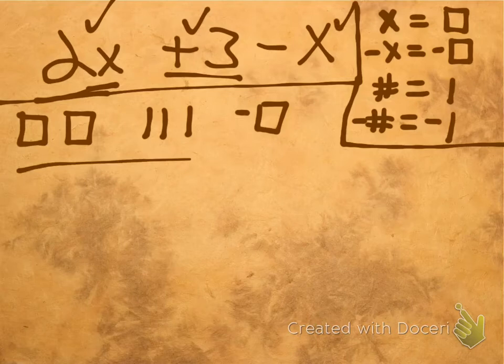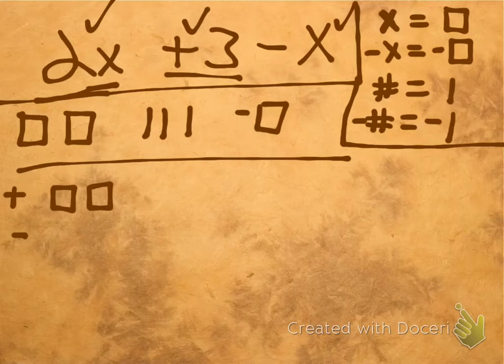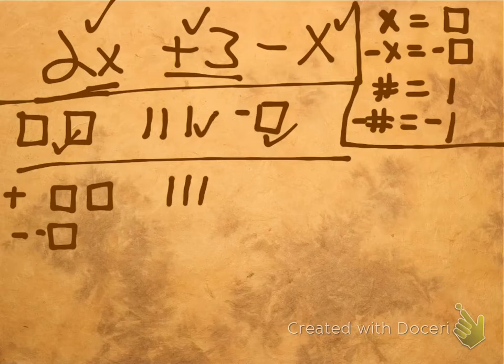So the next part is we're going to put the shapes that are similar together. I'm going to start out with all my boxes. I'm going to put positives on the top and negatives on the bottom. So I have 2 positive squares, and I have 1 negative square. And then as far as numbers, I've got 3 positive. I do not have any negative. So I'm good here.